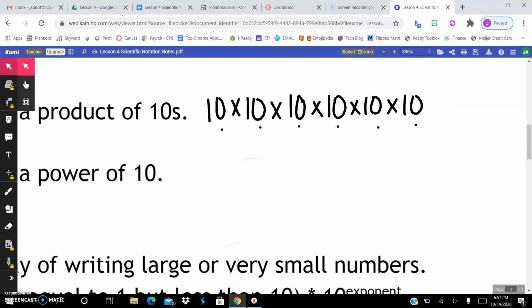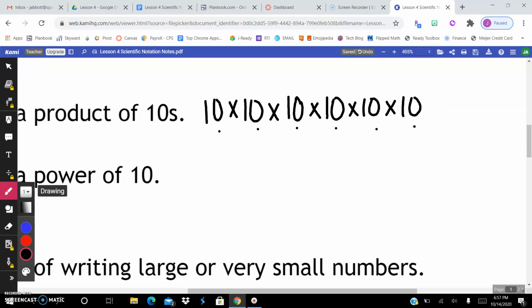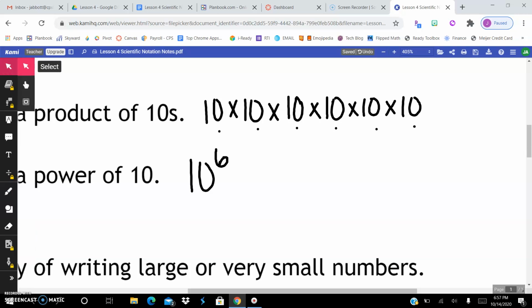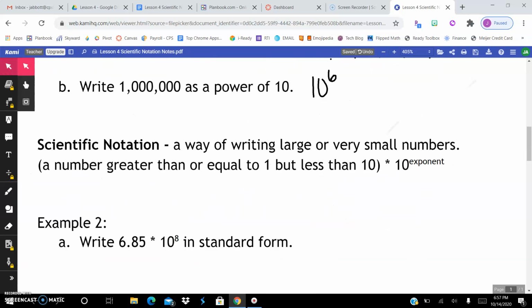Now to write it as a power of 10, we are going to have 10, and then we've got to figure out how many tens we multiply together. Well, if we count all those, there's 6 of them. So that means our exponent is going to be a 6. So 10 times 10 times 10 times 10 times 10 times 10 is the same thing as 10 to the 6th power. Much simpler written with the exponent.